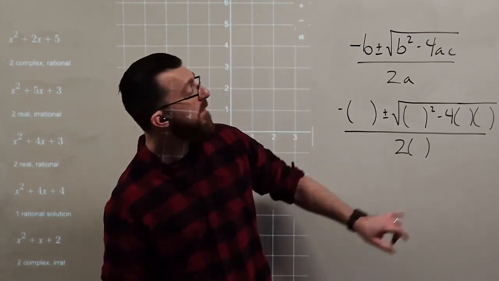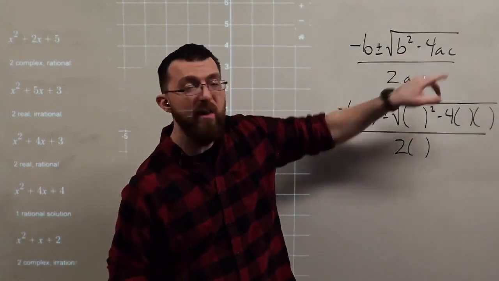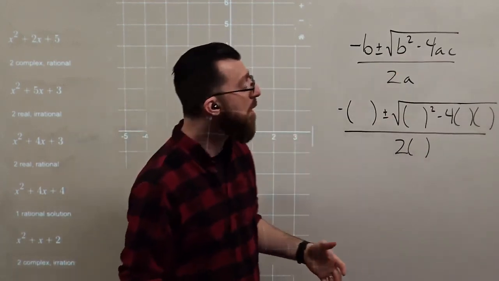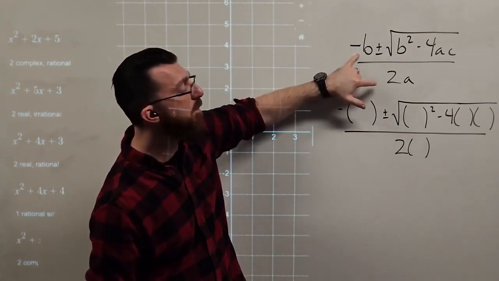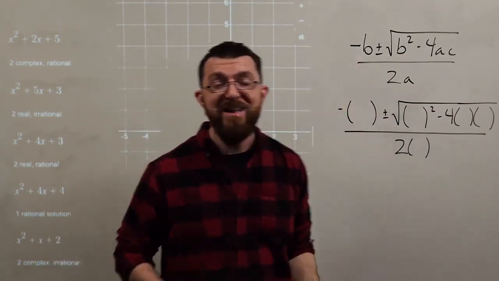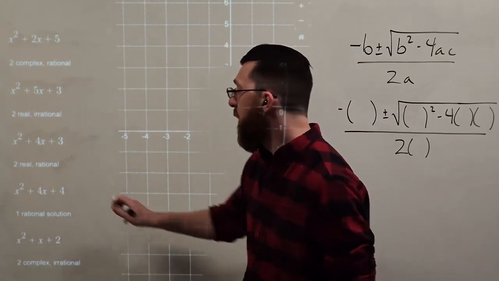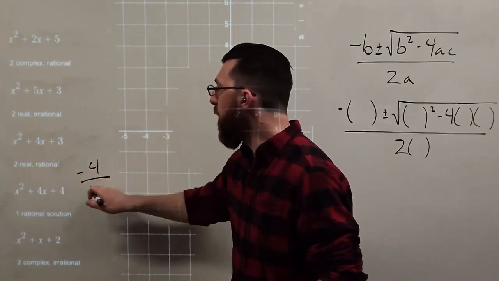And as I said before, if b squared minus 4ac is missing from the quadratic formula, all you have left is negative b over 2a. That is the x-coordinate of the vertex. Negative b over 2a.